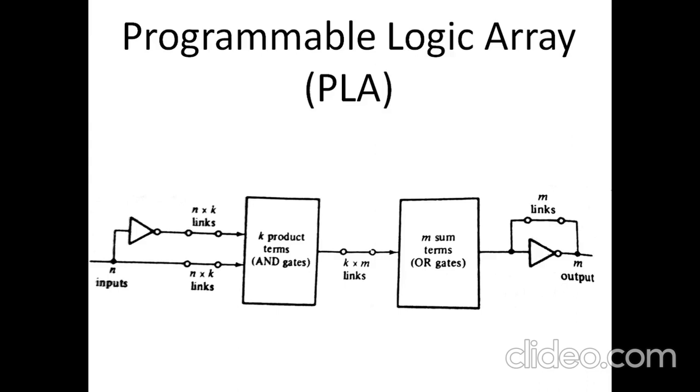PLA of a particular organization where the values of n, k, and m are specified here. So this is a simple example to implement two Boolean functions using PLA. These two Boolean functions are given in the sum of minterms form. f1 with variables a, b, c is equal to sum of minterms 3, 5, 6, 7.